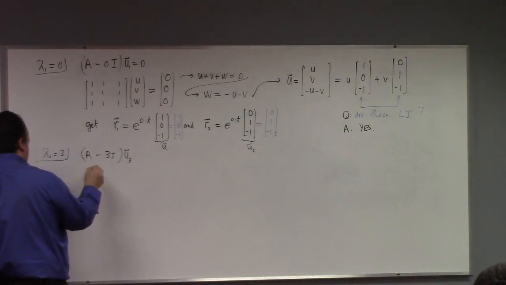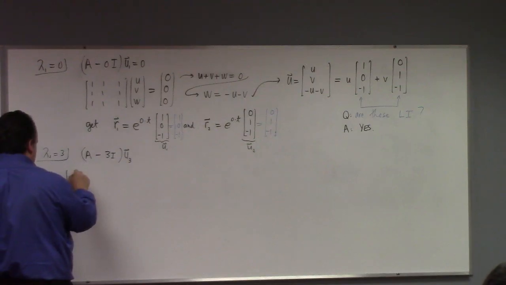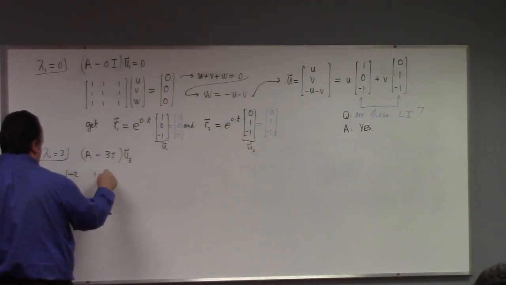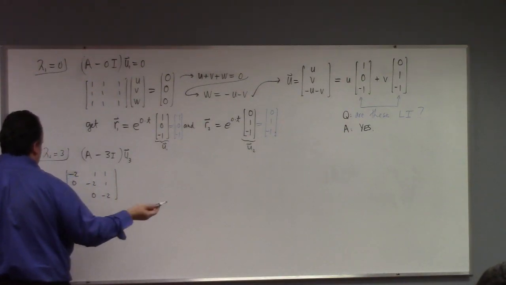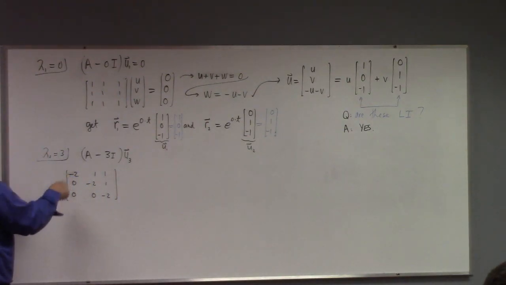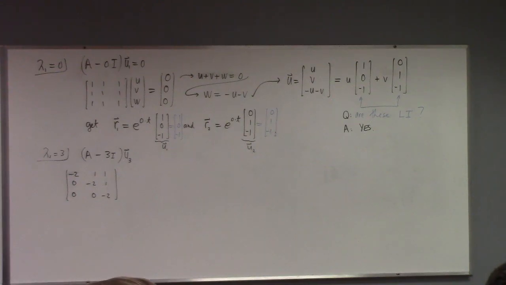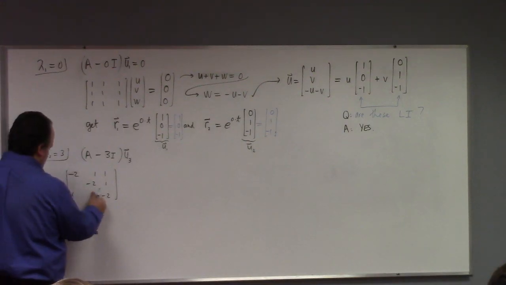So A minus 3I, what's A minus 3I? Well, that gives us minus 2, 1, 1, 0, minus 2, 1, 0, 0, minus 2. How'd I get those zeros there? That's crazy. What should those be? A minus 3I. Does it give you zeros down there? No. All those are ones. All right.